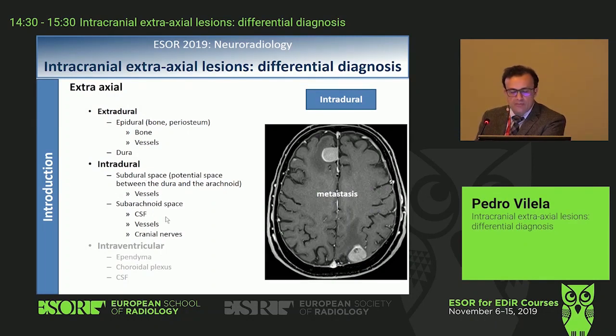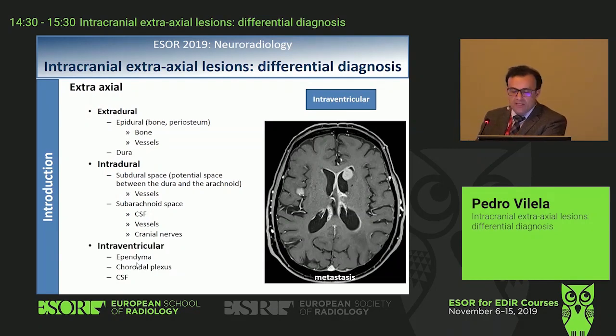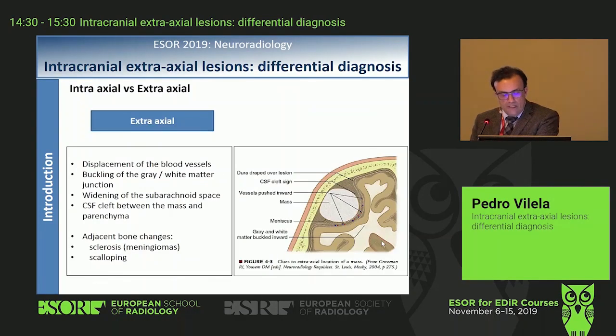And we have also the subarachnoid space, and we have also the possibility to have lesions like this one, which is a dural-based metastasis. And then intraventricular, we have the ependyma, we have the choroid plexus, and we have CSF, and again here the same patient with the intraventricular metastasis and an infiltration, as you see here, of the ependyma of the lateral ventricle.